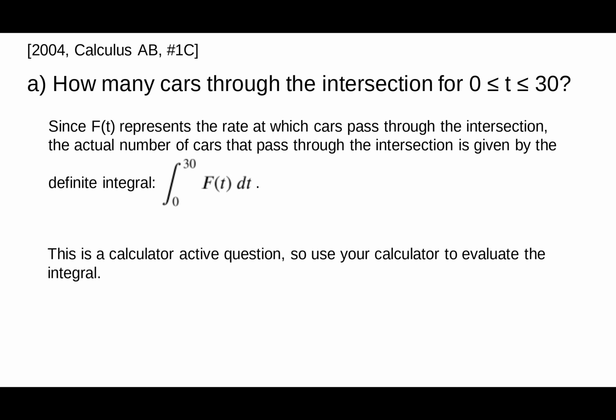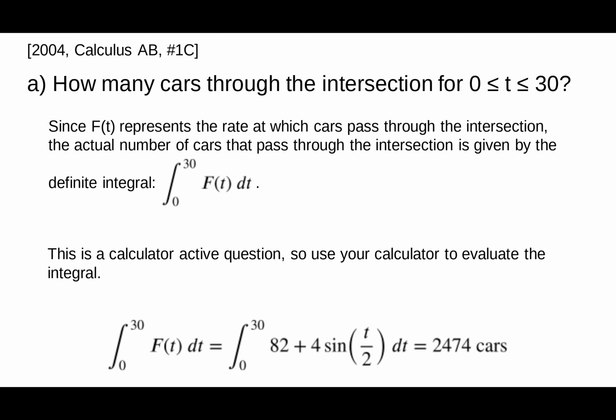All right, but this is a calculator active question, so we're just going to use our calculator to integrate our f of t function. The integral from 0 to 30 of f of t dt is the integral from 0 to 30 of 82 plus 4 times the sine of t over 2 dt. And if we use our calculator to calculate that definite integral, we get about 2,474 cars.